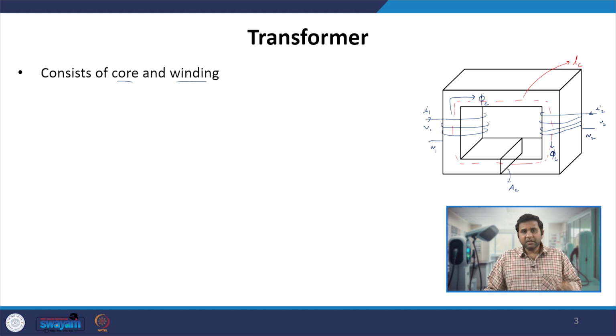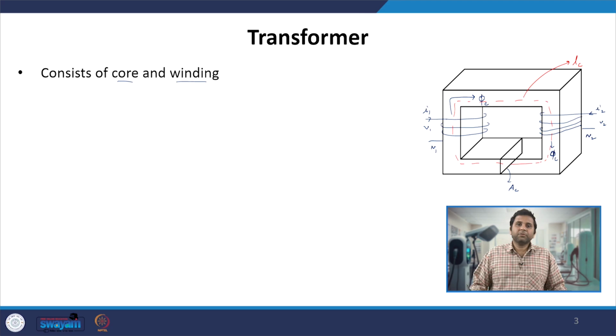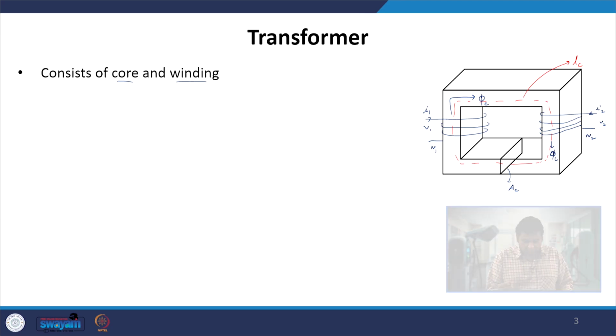So since they are arranged in a random manner, the net flux generated by those domains is generally equal to 0. Whenever this magnetic material, which consists of magnetic domains, is placed in an external magnetic field, the magnetic domains align themselves along the field, and as a result they generate a net flux. That flux leads to the magnetization of the core, and that particular process is called the magnetization of the core.